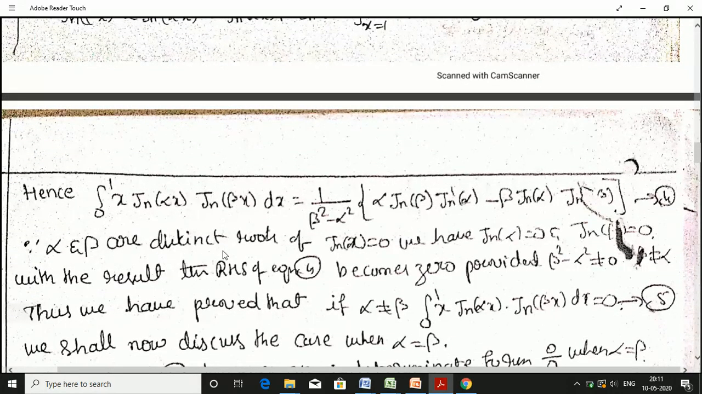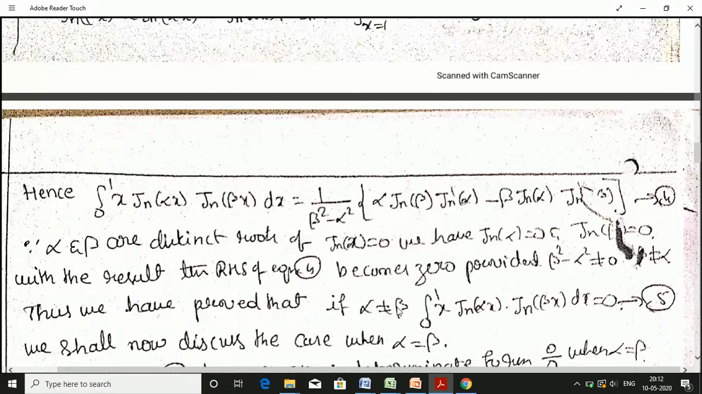Since α and β are two distinct roots of Jn(x) = 0, we have Jn(α) = 0 and Jn(β) = 0, so that these two terms are 0. Hence the right hand side is 0, provided β² − α² is not equal to 0. Suppose α is equal to β, then this is also 0, this is also 0, a 0 by 0 form. Hence this left hand side is equal to 0 only when α is not equal to β.